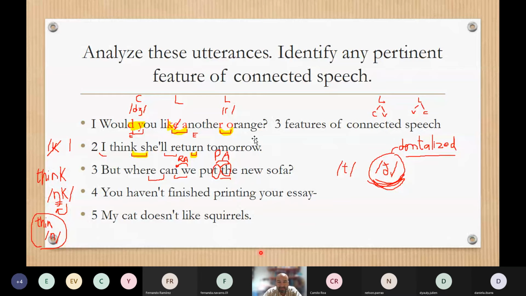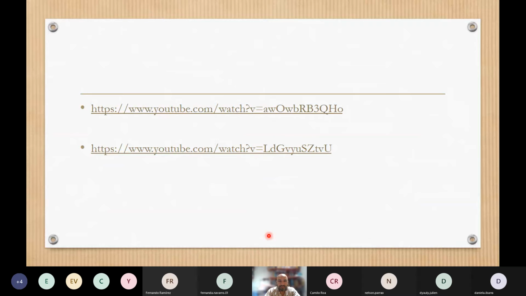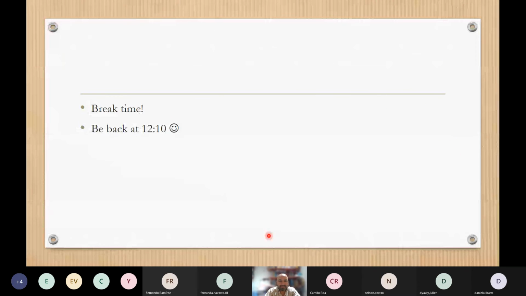That's the idea. You have 3 features of connected speech. No one tells you which ones they are, but still you manage to find them, and after you find them, you need to read it aloud, but being consistent. If you say there's a coalescence, that needs to sound as a coalescence, right? Would you, and not would you, because if you say would you, then it doesn't work like that, right?